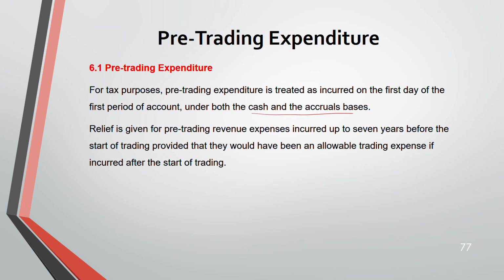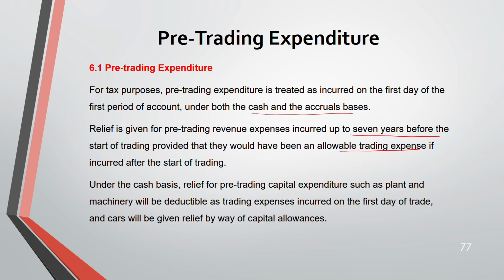Now, you will be given relief. So if you have incurred any pre-trading revenue expenses, you are going to get relief. This is for expenses incurred up to 7 years before the trading. That means 7 years before you start trading. Any expenses you have incurred which are revenue expenses, you are going to get tax relief now. It has to be revenue, not capital. So here, even though it is 7 years before trading, they would be treated as if they were incurred after the start of trading.